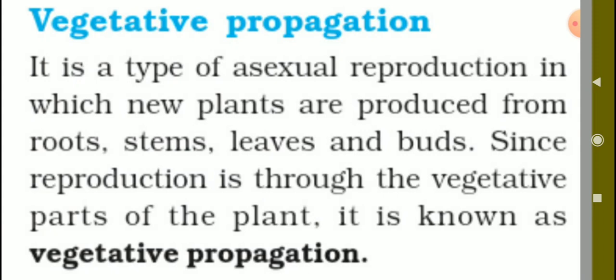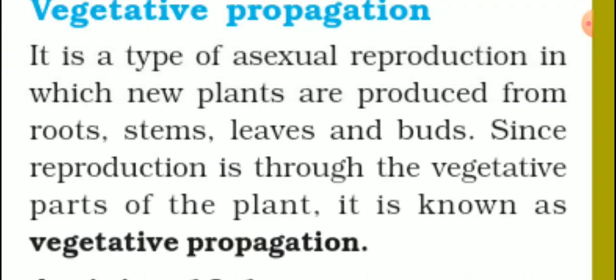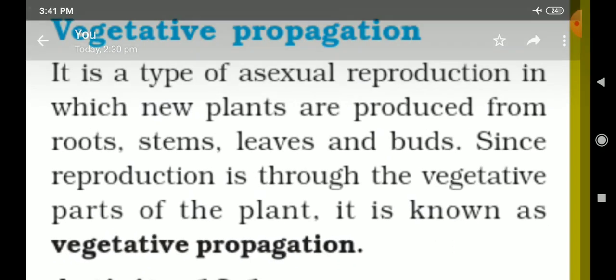Next, vegetative propagation. What does vegetative propagation mean? It is a type of asexual reproduction. Underline the words. New plants are produced from roots, stems, leaves and buds. Since the reproduction is through the vegetative parts of the plant, it is known as vegetative propagation. Which parts are involved in vegetative propagation? Roots, stems, leaves and buds. Can you understand? Are you clear? That is vegetative propagation.